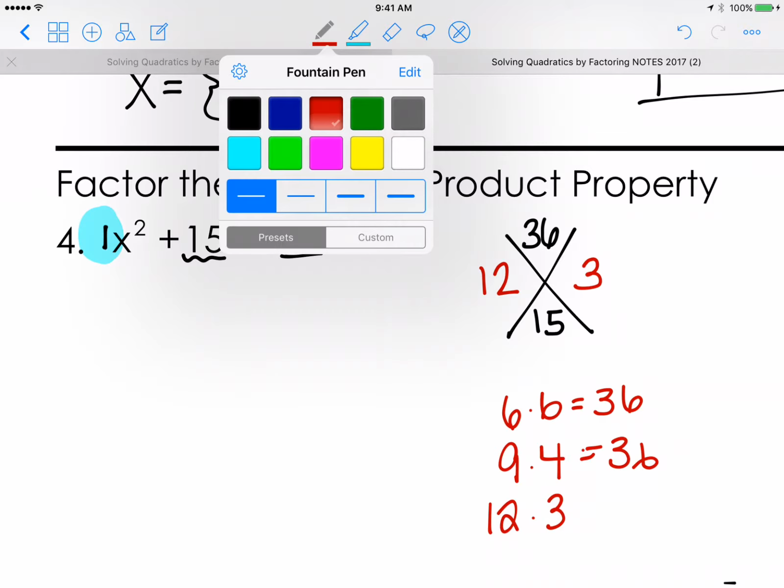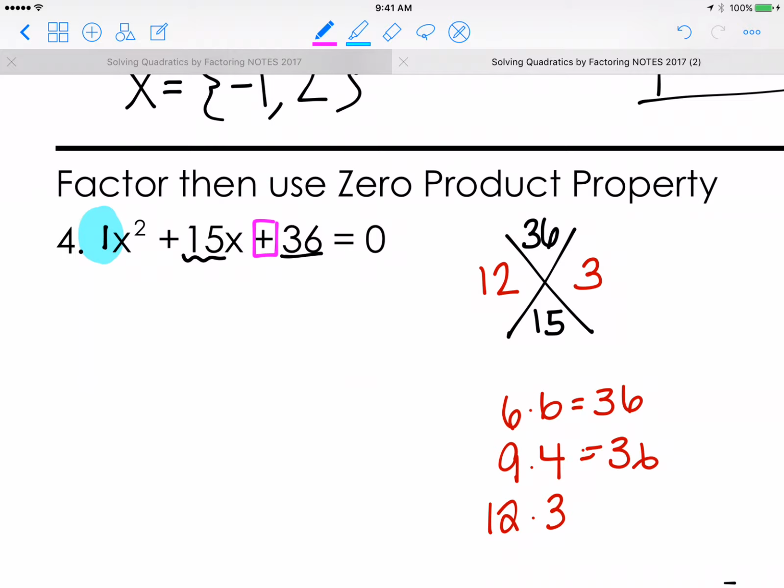Let's go and talk real quick about these signs. This sign tells me that they have to be the same sign, because any numbers that multiply together to give you a 36, it's either a negative times a negative, which gives you a positive, or a positive times a positive, which gives you a positive. Then you can look at this sign that tells you what sign it's going to be. Well, it's got to be a positive, because a negative plus a negative is going to give you a bigger negative number, but a positive plus a positive will give you a bigger positive number. So now we can factor.